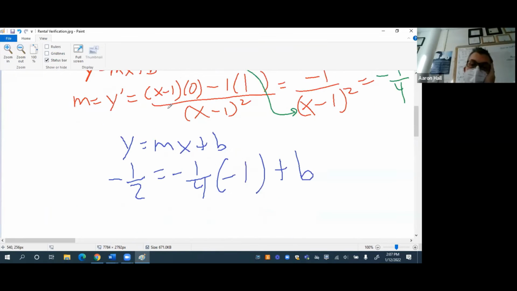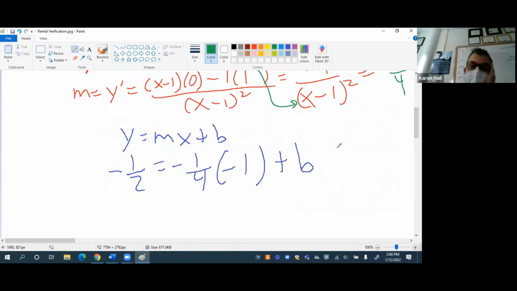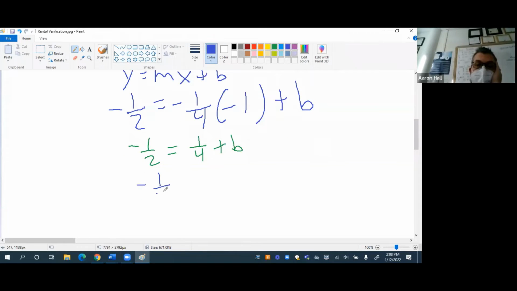Now what? How do we solve for b? That gives us -1/2 equals one-fourth plus b. Okay, now what? If I take it away, that gives me -1/2 minus 1/4 equals b, right?